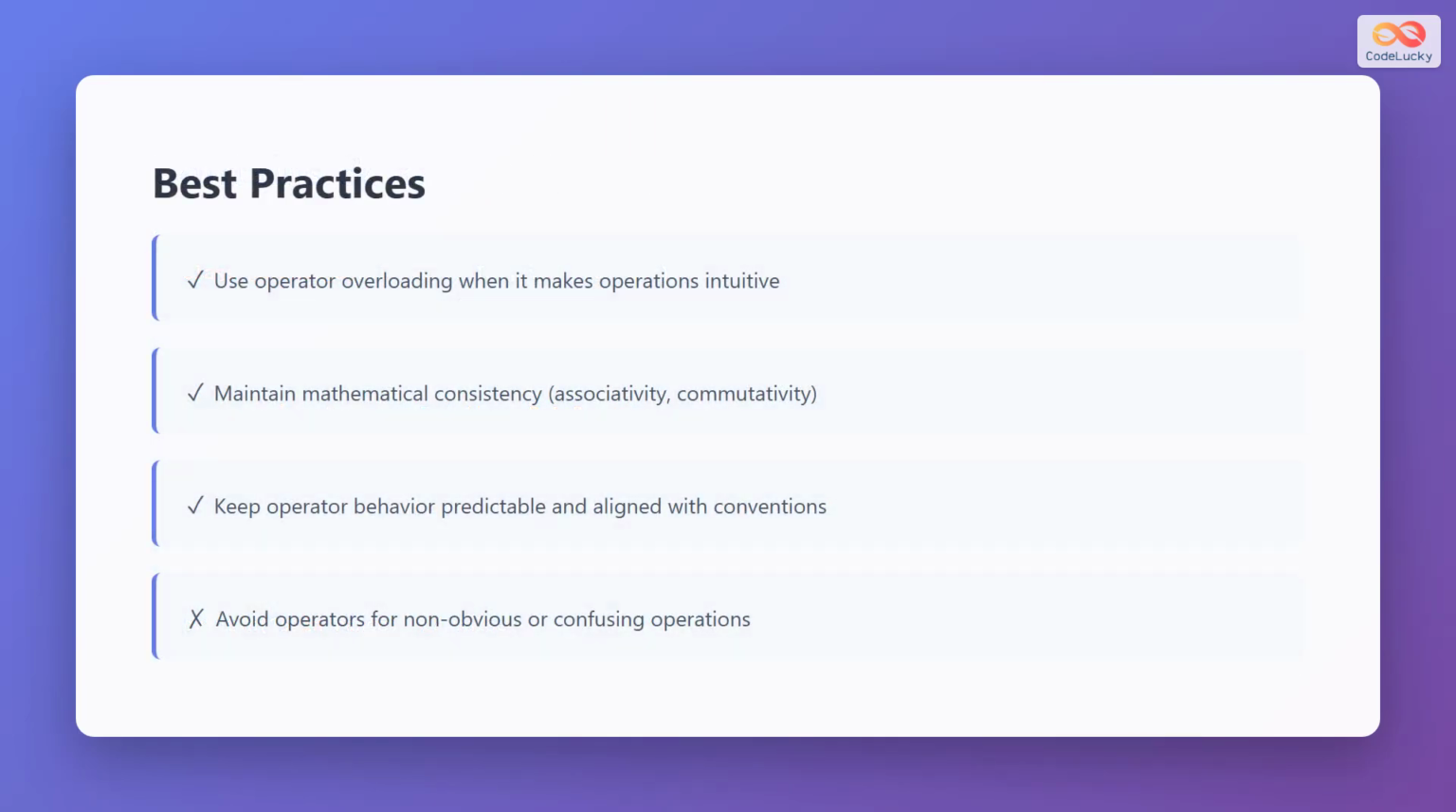Let's wrap up with some best practices. Use operator overloading when it makes operations intuitive and natural for your domain. Maintain mathematical consistency, such as associativity and commutativity where appropriate. Keep operator behavior predictable and aligned with conventions that users expect. Avoid using operators for non-obvious or confusing operations, as this can make your code harder to understand. When used properly, operator overloading makes your Kotlin code more elegant and expressive.